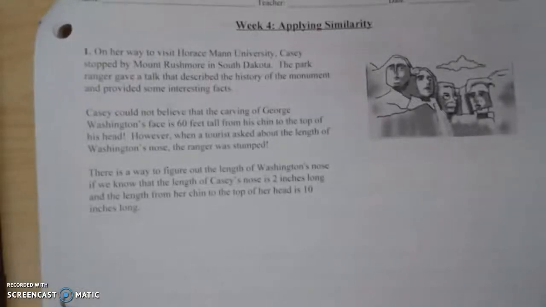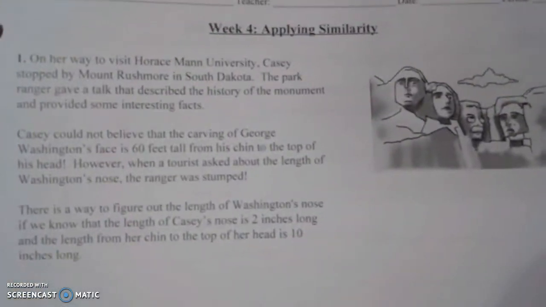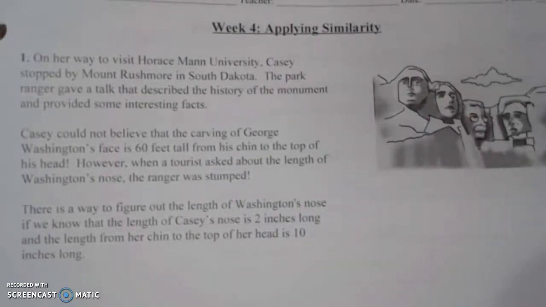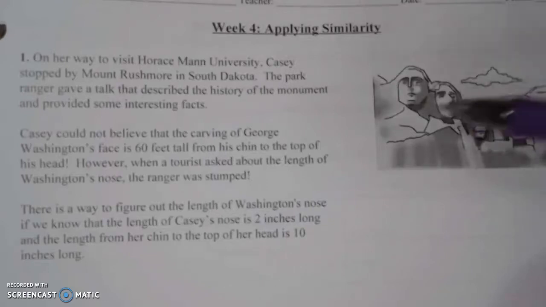Good morning, and our last video for week 4 is taking everything we've learned about similarity and applying it to a real life situation. So this example talks about, on her way to visit Horace Mann University, Casey stopped at Mount Rushmore in South Dakota. The park ranger gave a talk that described the history of the monument and provided some interesting facts. Casey could not believe that the carving of George Washington's face was 60 feet tall, 60 feet, from his chin to the top of his head. However, when a tourist asked the length of Washington's nose, the ranger was stumped.